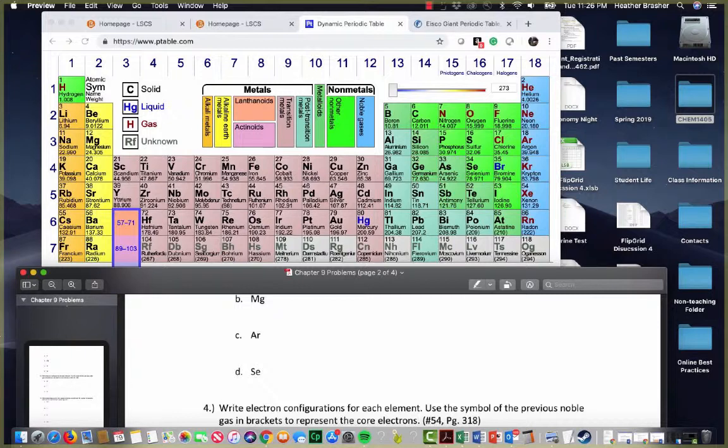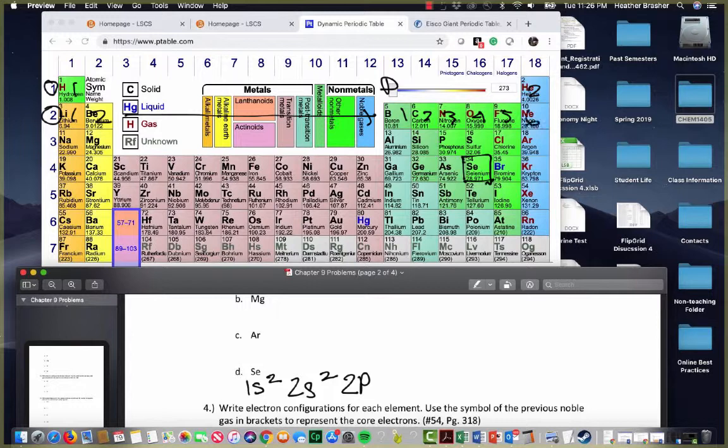So we are in selenium. We're going a little bit farther down. So we're going to start with the same. This is 1s, right? And we write that down, and that's 1, 2. We go to the second row. That's 2s. 1, 2. We go across to that, and that's 2, and this is the p. 1, 2, 3, 4, 5, and 6.